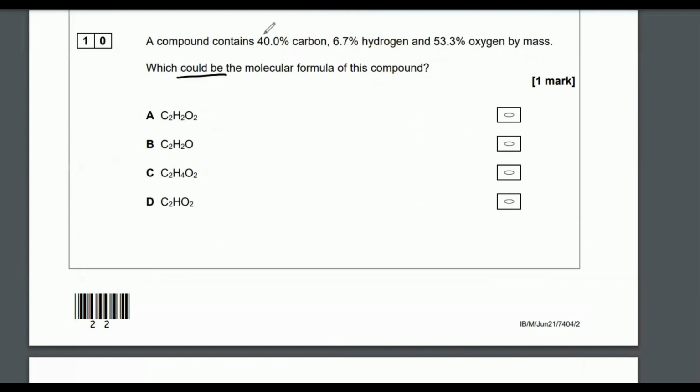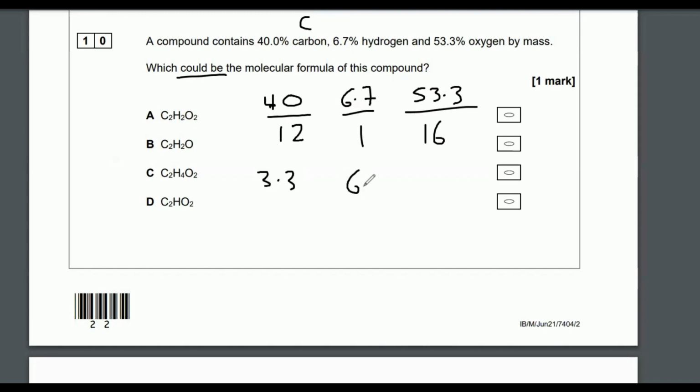Which could be the molecular formula of this compound? So what I want to do is work out the empirical formula first. You know how to do that. You do the percentage over the relative atomic mass, or the Ar of the element, and then you simplify it into the simplest whole number ratio, and then any multiple of that could be the molecular formula. So we're going to get 3.3, 6.7, 53.3 divided by 16.